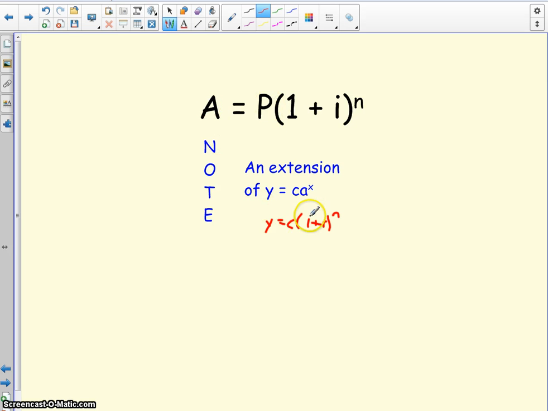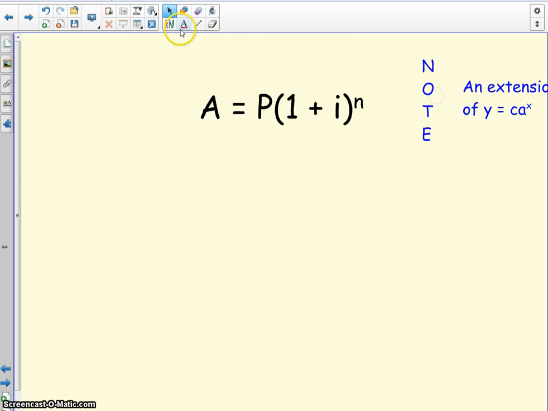My y is now my A, my initial value, c, is now P. My growth rate changed from r to i, dealing with the interest, and sorry, this was an x. My x is now my n. So it's really just an extension of that, just with different variables in its place. So you can see this is really going to be an exponential function. But let's talk about what these different variables mean. Okay, so in this, what we have is, first off, A is going to be my final amount.